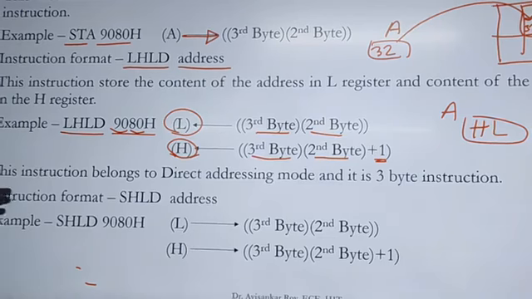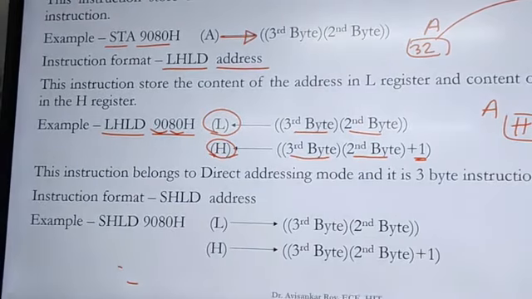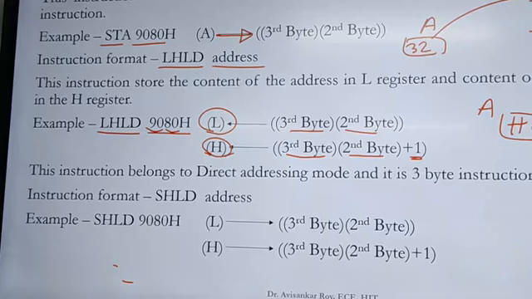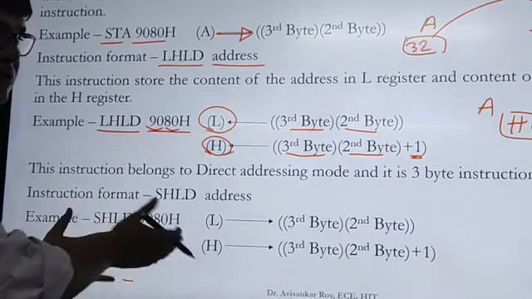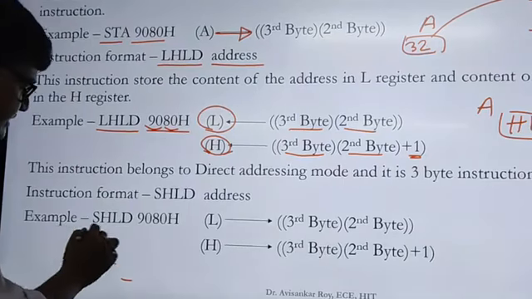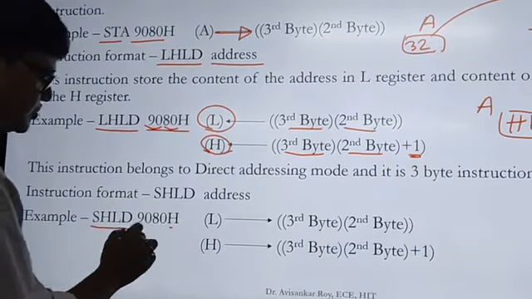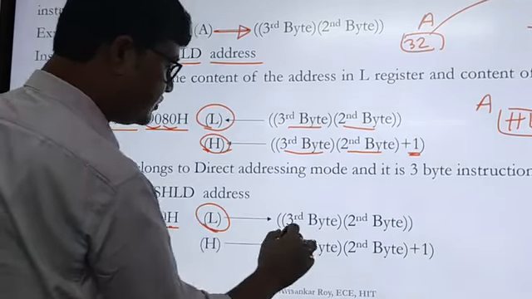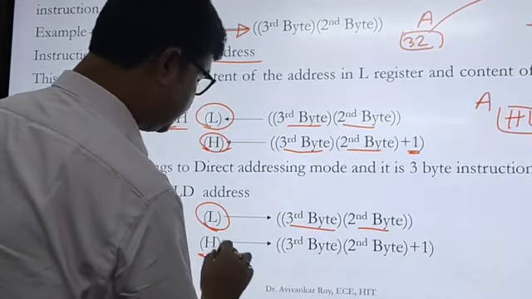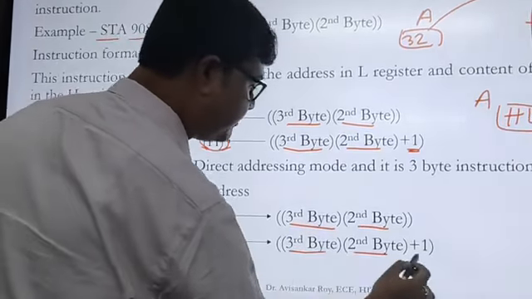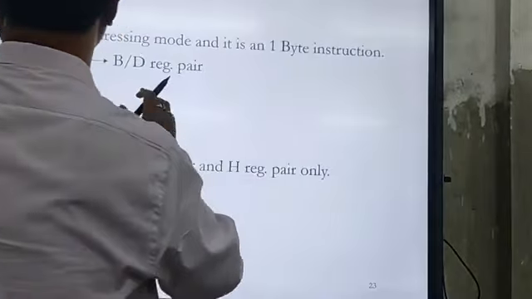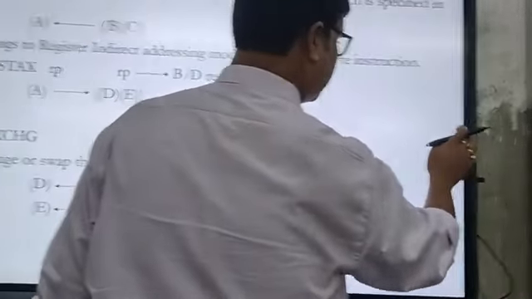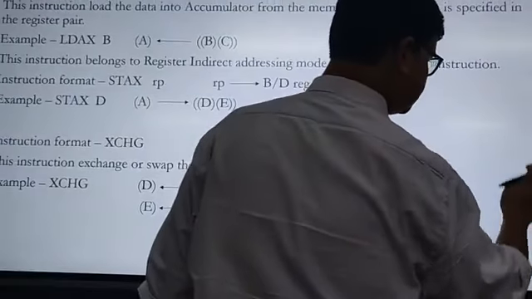Similarly for the SHLD instruction. Using the SHLD instruction, we can transfer the opposite. The content of L and H will transfer to particular memory locations. So, example, SHLD 9080. The content of L will move to the third byte, second byte, and the content of H will move to the third byte, second byte plus 1. That is the next memory location.